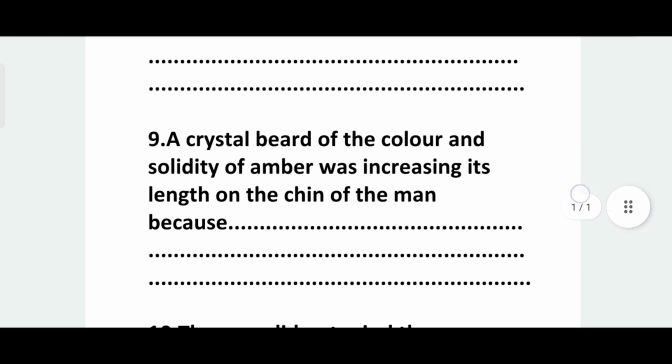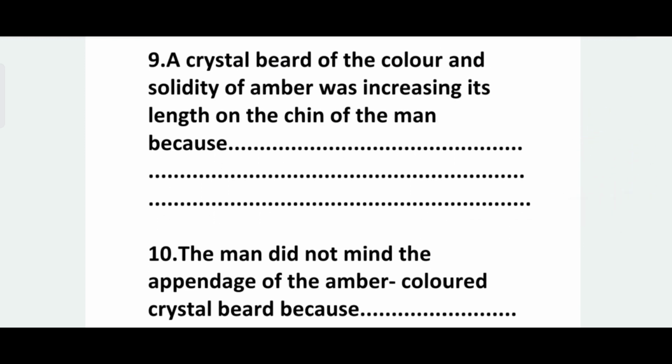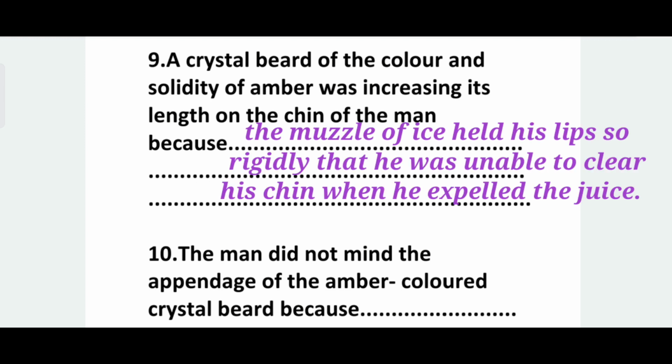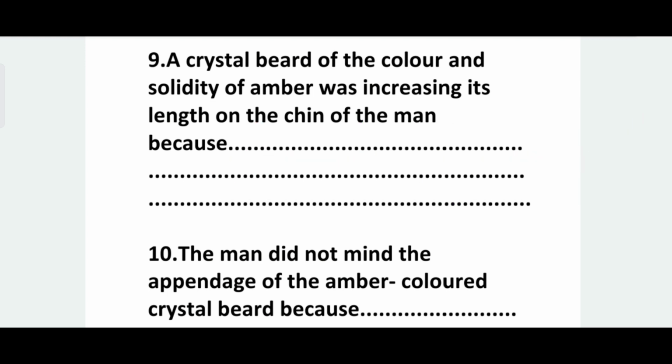Question 9. A crystal beard of the color and solidity of amber was increasing its length on the chin of the man because the muzzle of ice held his lips so rigidly that he was unable to clear his chin when he expelled the juice, the tobacco juice. The muzzle of ice held his lips rigidly, very important, and he was unable to clear his chin when he expelled the juice. And therefore, the beard was increasing its length on the chin and the color was amber.